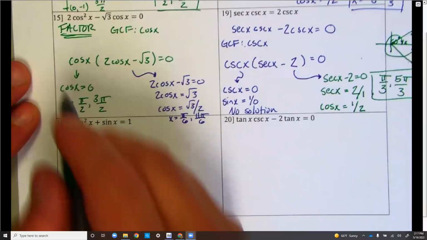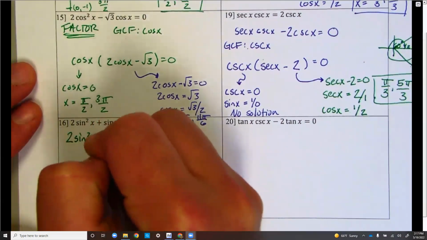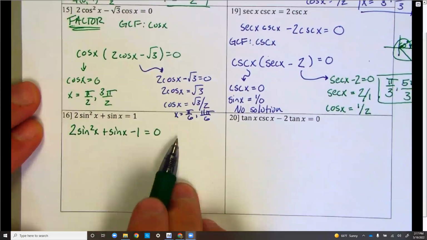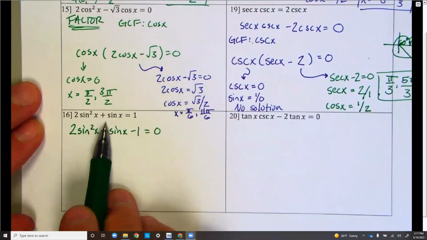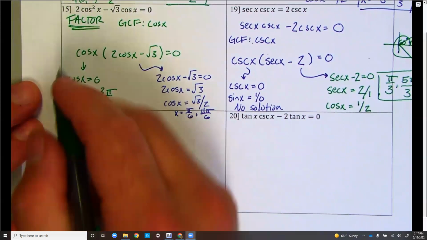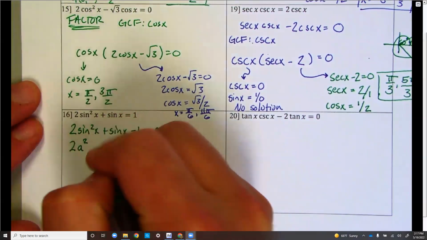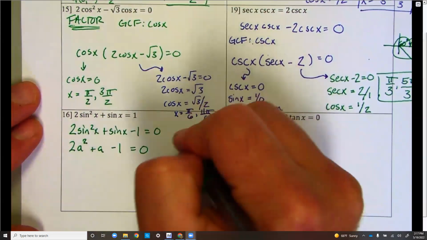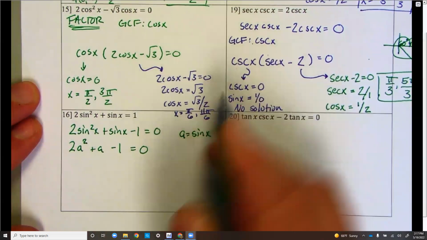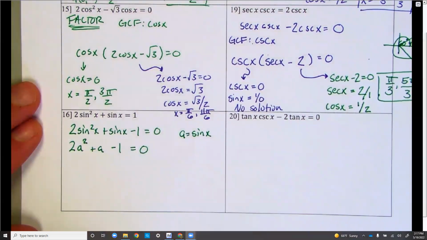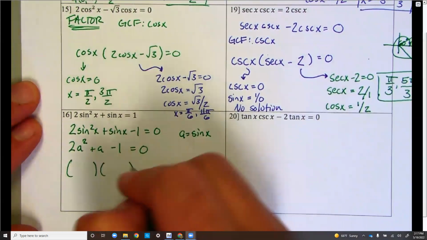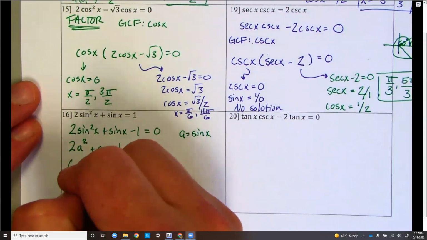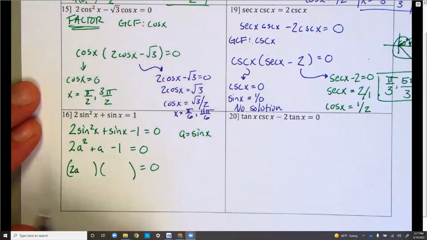Question 16. I'm going to bring this 1 over to the other side so that it's equal to 0. I have sine squareds and sines, so I'm going to need to factor. If you're struggling to see the factors here, go ahead and use a substitution. Every place that it said sine of x, I'm changing that to the letter A. So I'm looking for numbers that multiply to give me -2 and add to give me 1. You do not need to build a box or an X for this one.